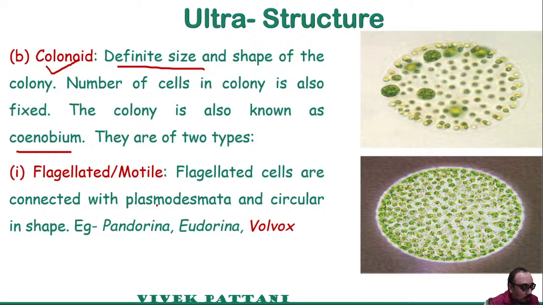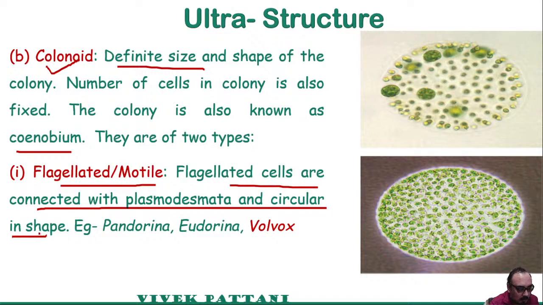The first subtype is flagellated or motile, where the flagellated cells are connected with plasmodesmata and are circular in shape. Examples are Pandorina, Eudorina, and the third one is Volvox. The photograph given here is of Volvox.